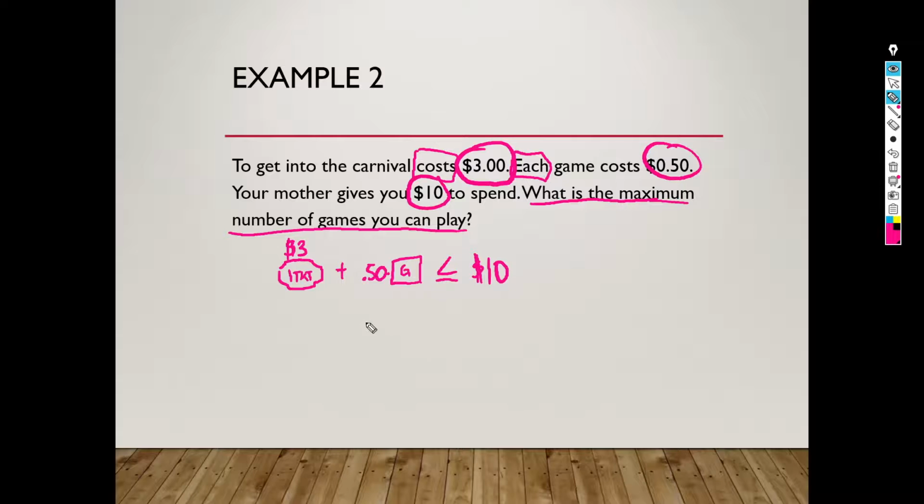So now if we want to make an equation, we have $3 plus $0.50, so 50 cents, times games, we'll just call that G, has to be less than or equal to 10.